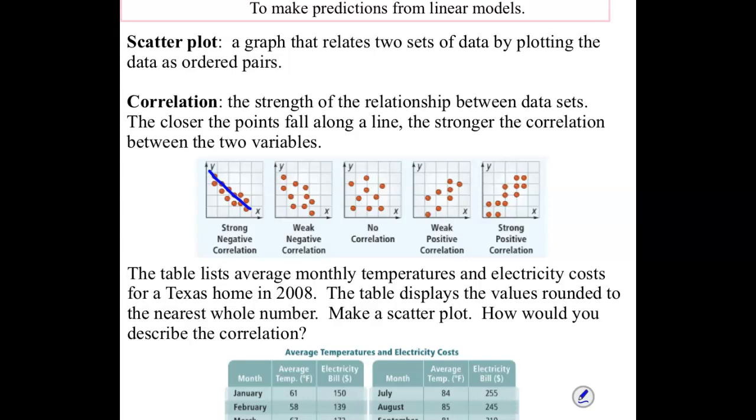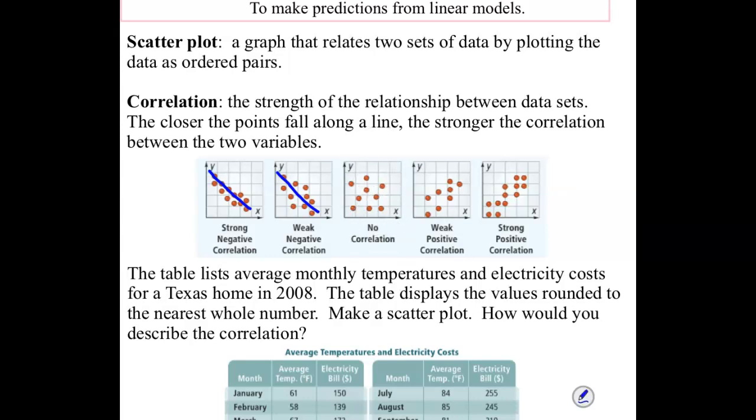Our second picture is a little weaker. It still is negative in that it is going in a negative direction. It has a negative slope to the line, but the dots are a little further away from that line, a little more spread out. The third picture represents no correlation. We really can't visualize where we would draw a line through those because we can't tell, would it be a negative sloping line? There's just too much variation in the dots to be able to picture a good line.